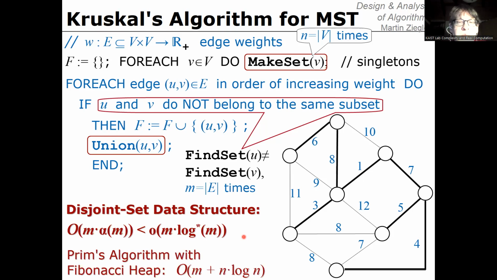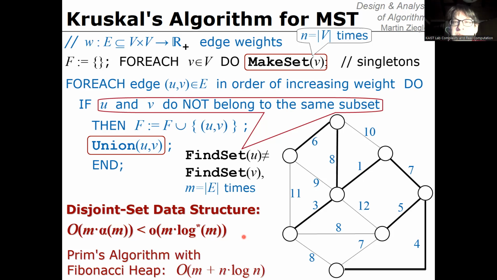And just for comparison, Prim's algorithm with a Fibonacci heap, which is a competitor to Kruskal's algorithm with a disjoint-set data structure, had a total cost of m plus n log n. We're going to improve that, and our improvement is better than Prim with Fibonacci heap whenever the number m of edges is between n, the smallest number of edges that a connected graph can have, and n log n. So in this range, we're going to improve.